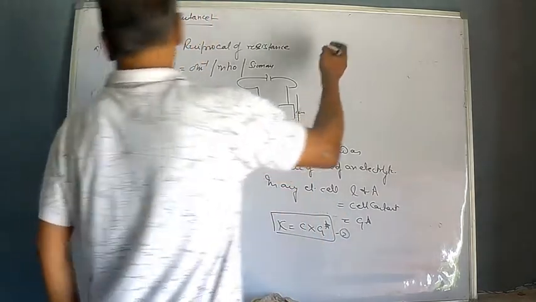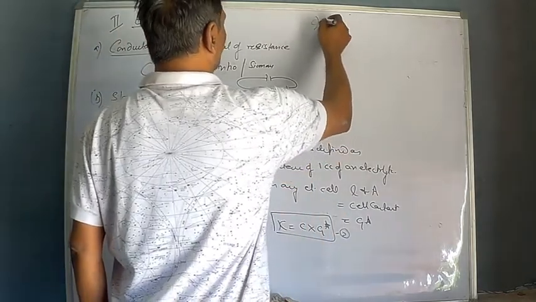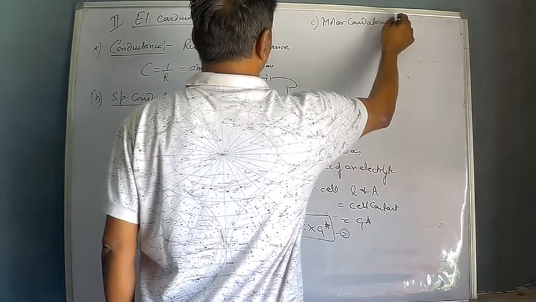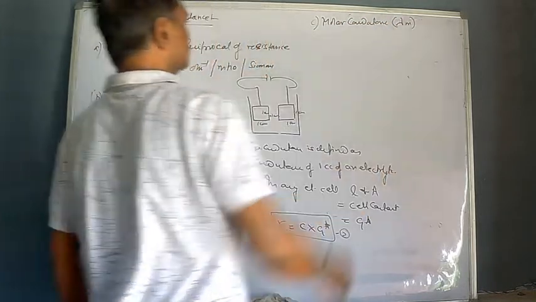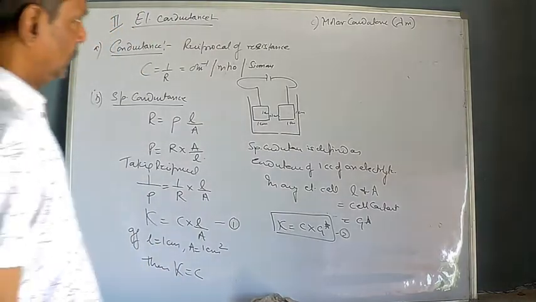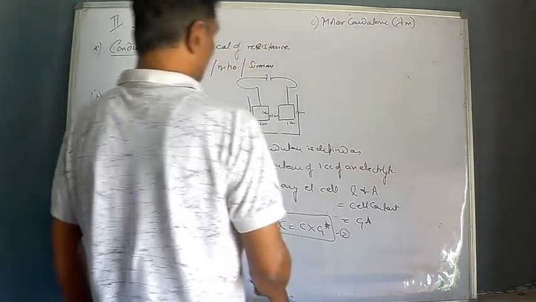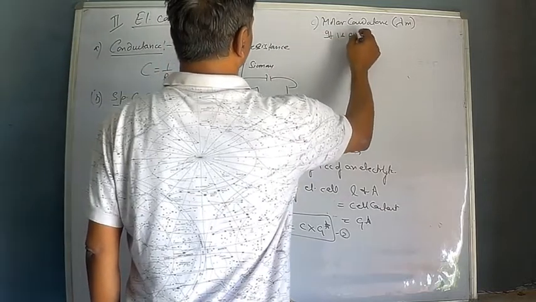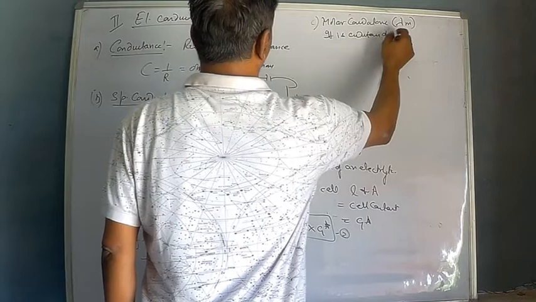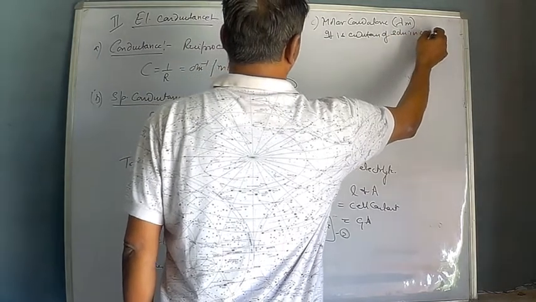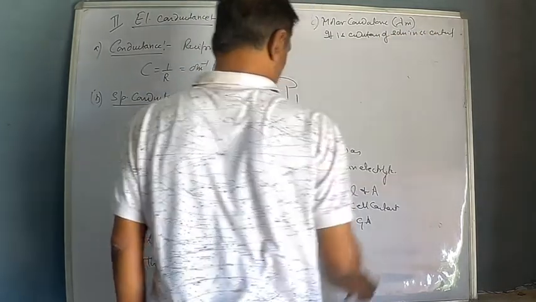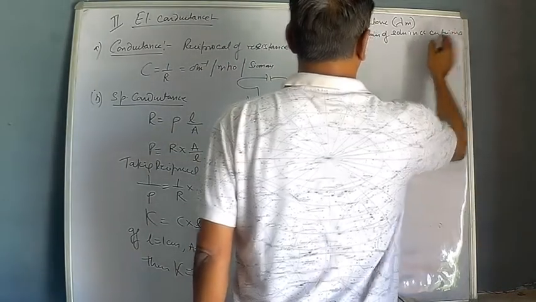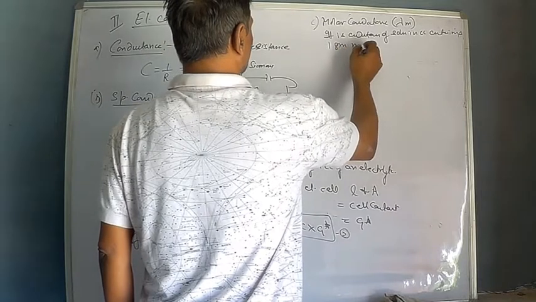In the next topic, we are going to take molar conductance. Molar conductance is symbolized as lambda m. How can we define it? It is the conductance of solution in CC containing 1 gram mole of the substance.